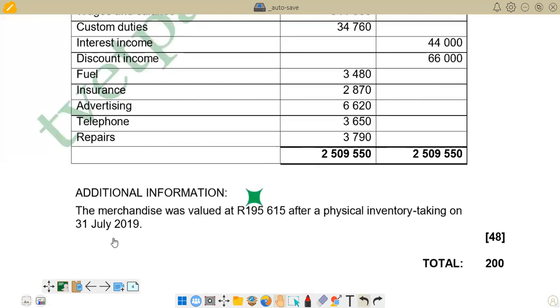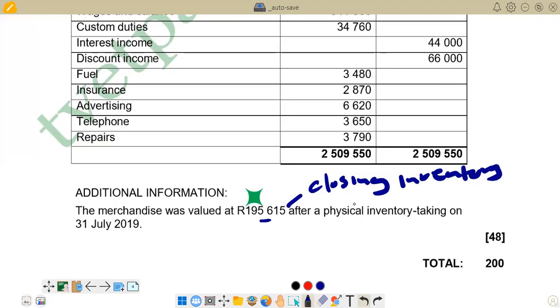And on additional information, we have that the merchandise was valued at 195,615 rands after a physical inventory taking on 31 July 2019. So what does it mean? It means this figure that we are given on additional information is representing our closing inventory. Remember, we are going to calculate the cost of sales, whereby we are going to subtract inventory in that formula. So we're going to pick our closing inventory from this section.